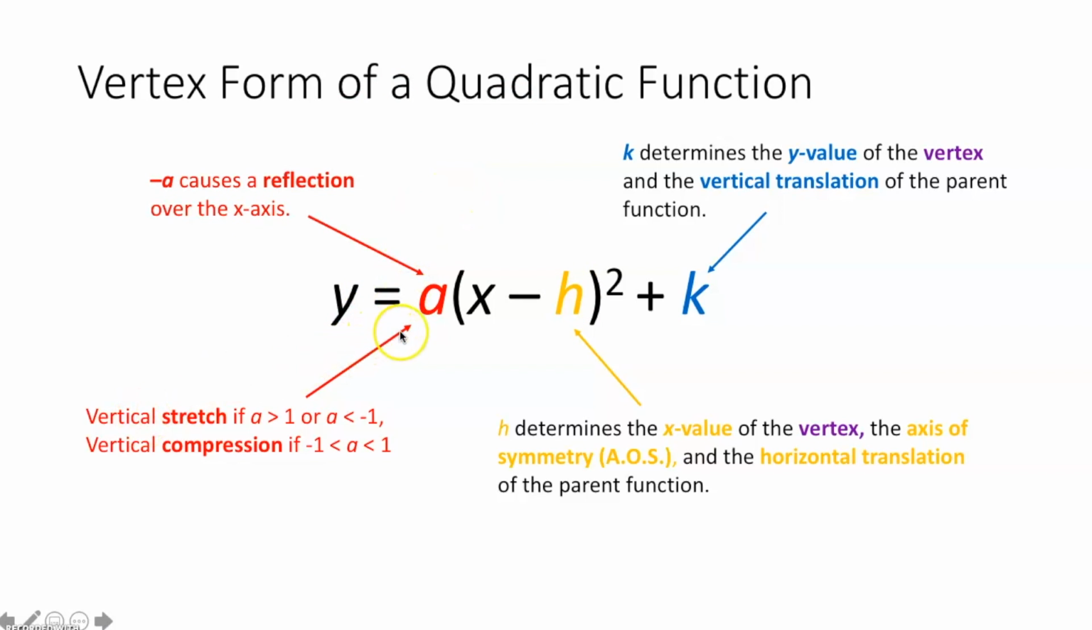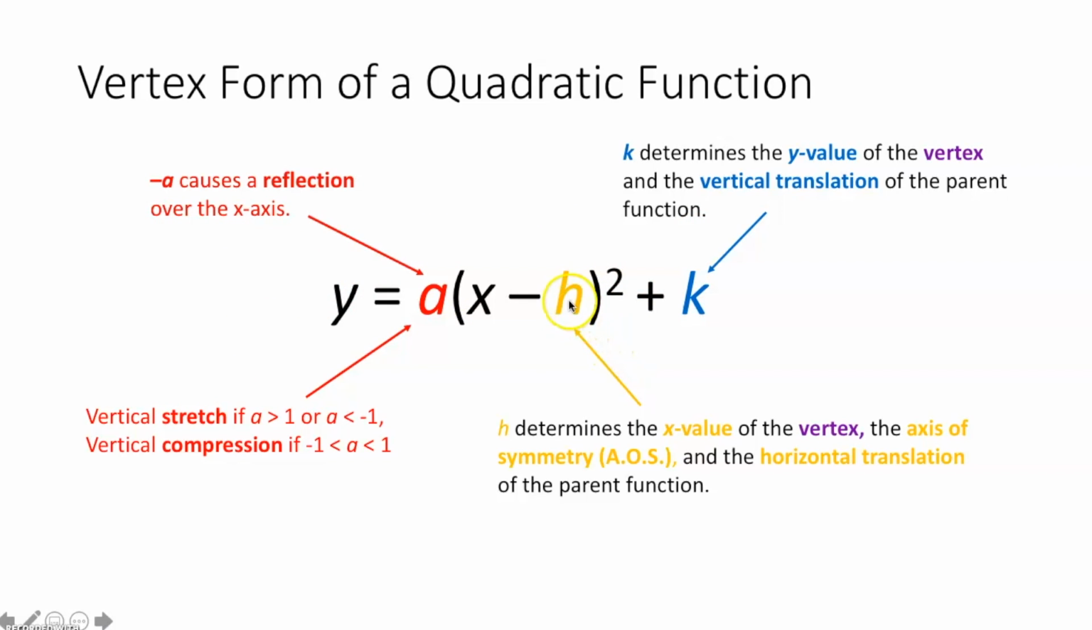If your a value is greater than 1 or less than negative 1, then your parabola is going to be stretched. It's going to be thinner. If your a value is between negative 1 and 1, not equal to 0, then your parabola is going to be compressed. It's going to be a flatter parabola than you usually see.